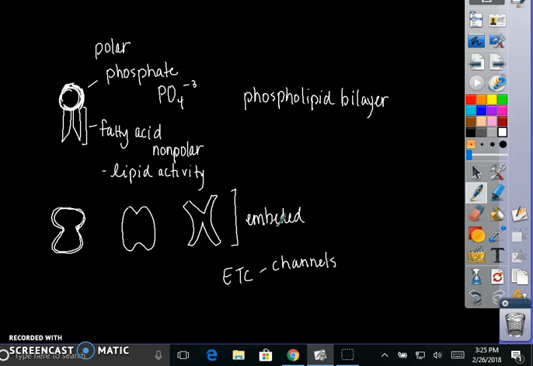Now, for the next little lecture, we're going to be looking at some types of transport. We're going to look at passive transport, and we're going to look at active transport and some other things associated with the membrane. So see you in a bit.